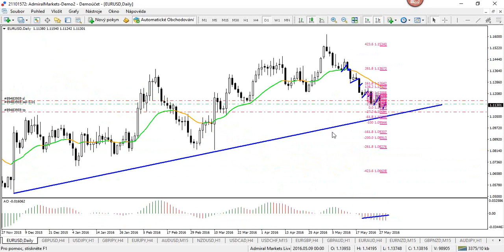Also, if you look at the daily chart, we got a support trend line coming in. What am I doing here? No.